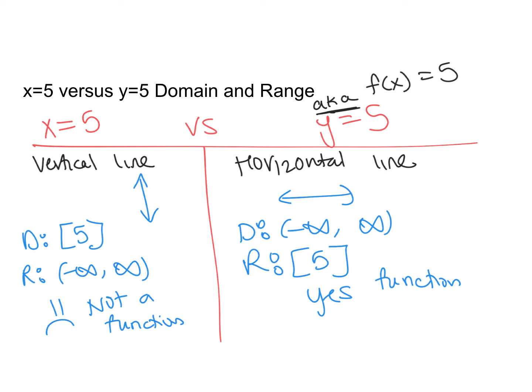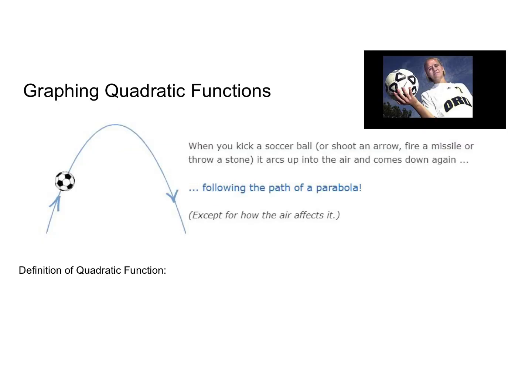Okay, so we're now going to talk about graphing quadratics, and I just cannot help but use a soccer reference. If any of you have played soccer, and I know some of you have, you think about the path of a soccer ball that actually can be modeled by a parabola or a negative quadratic function. When you kick a soccer ball, shoot an arrow, fire a missile, throw a stone, it arcs up into the air and then it comes down. And that follows the path of a parabola.